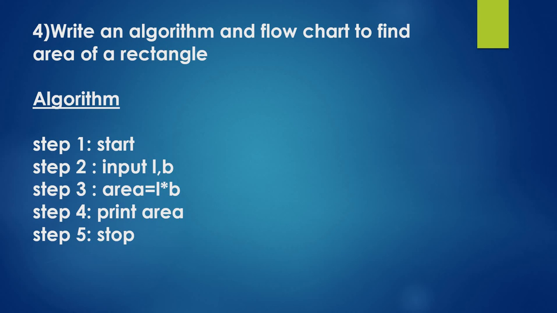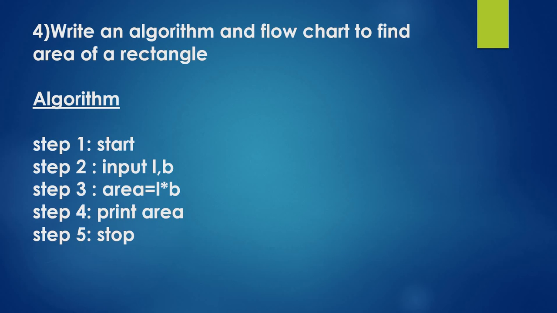When you are getting the problem, what is problem definition? You have to understand that problem. Here, what is the problem? Find the area of a rectangle. Then problem analysis. What is the problem analysis? Problem analysis means find out the inputs and outputs. What are all the inputs and what are all the outputs? Here, area of a rectangle. What is the output? Area.